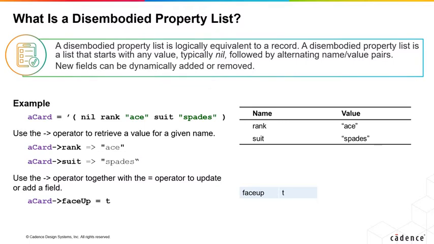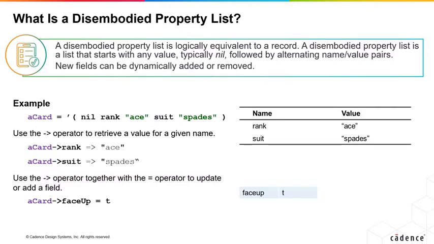So it's logically equivalent to a record. There's basically slots and values, or name-value pairs. A disembodied property list always starts with any value, which is typically nil, and we'll be using that in the course here, followed by alternating name-value pairs. So in the example we have here, we're going to declare a disembodied property list to be a card equal to single quote, and then the list starts with nil, and then we have name value, name value.